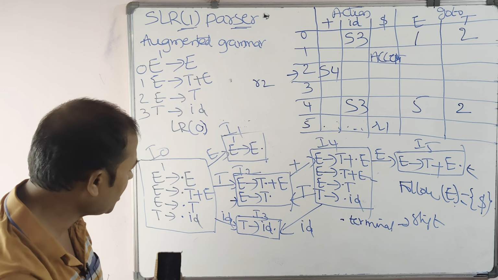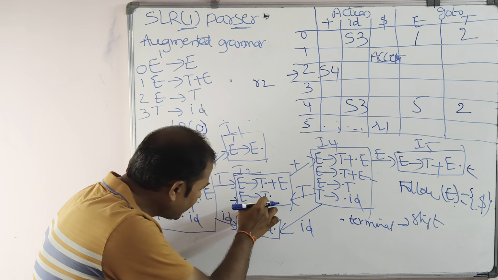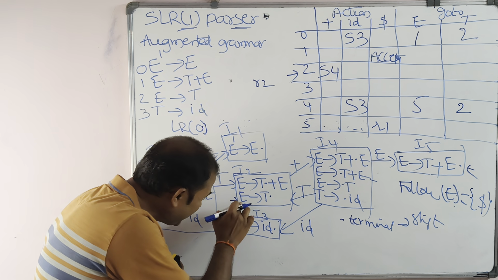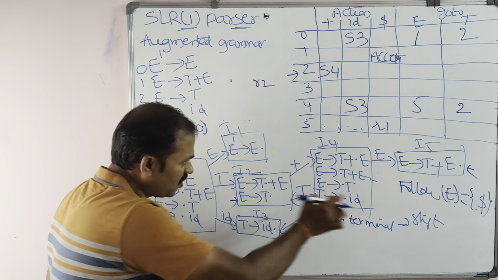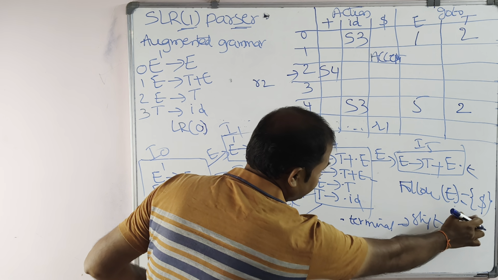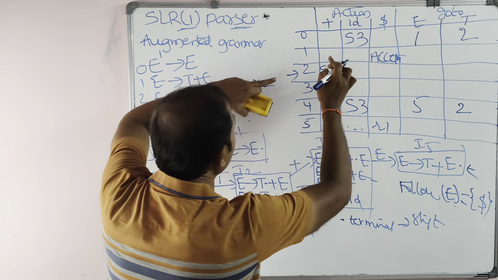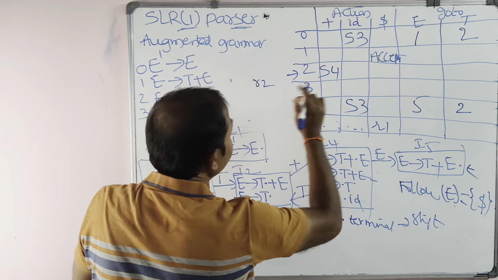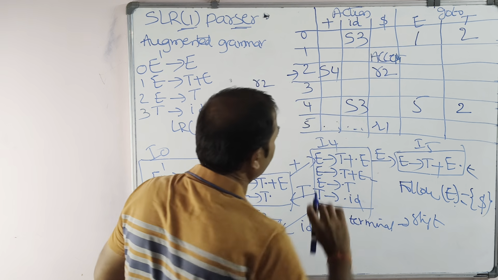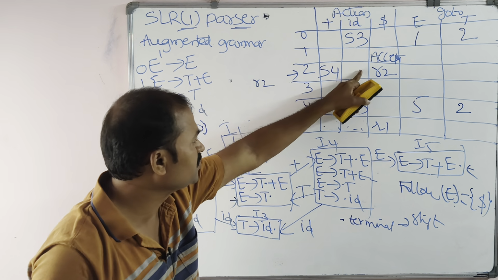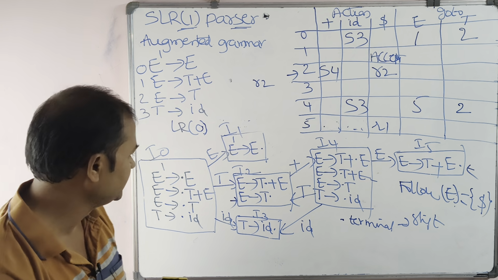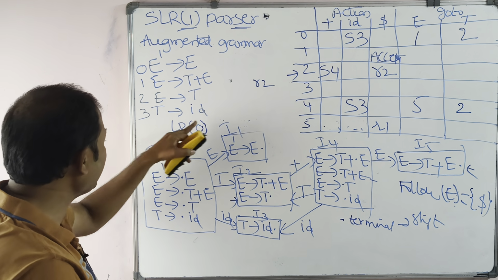So we have to write R2. Let us calculate the follow of the left hand side. Follow of E. What is follow of E? It was already calculated. That is dollar. So write R2 in the dollar cell. There is no need to write R2 in all the terminals. Next, let's focus on the last one.